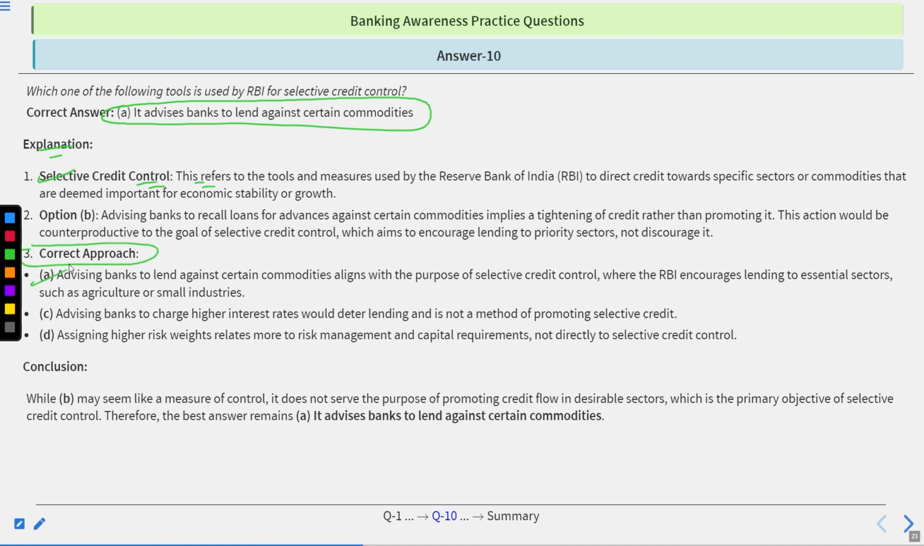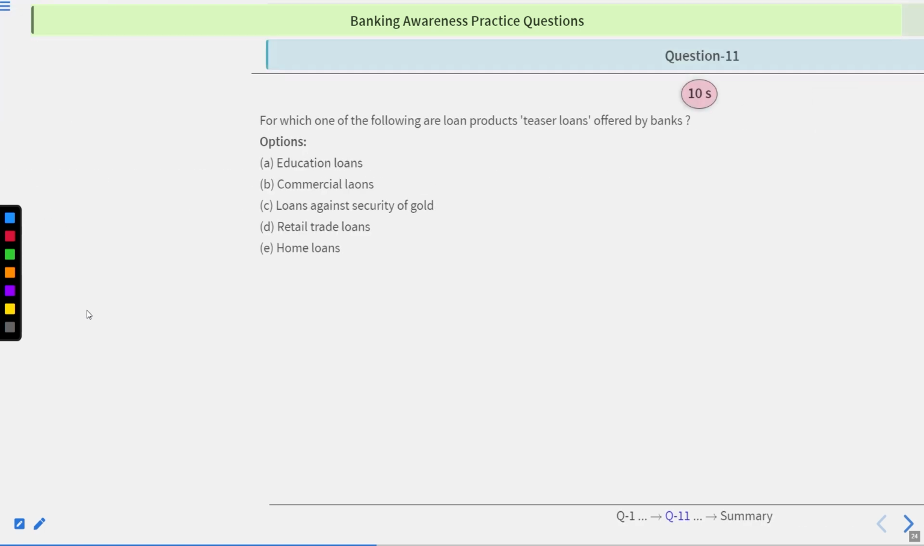Correct approach. Advising banks to lend against certain commodities aligns with the purpose of selective credit control, where the RBI encourages lending to the essential sectors such as agriculture or small industry. Advising banks to charge a higher interest rate would deter lending and is not a method of promoting selective credit. Assigning higher risk weights relates more to risk management and capital requirements, not directly to selective control.